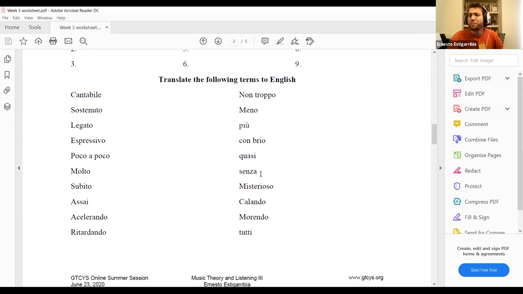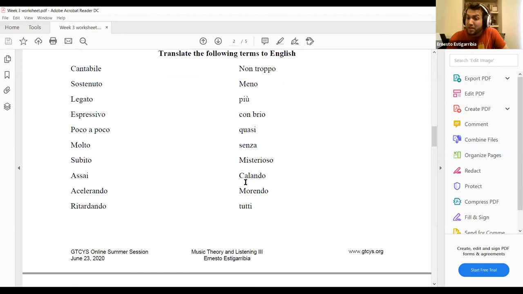Senza. Any string players want to tell me what senza is? String players? Ben, it looks like you want to talk. No? Senza means without. It usually tells you senza mute, like when you need to take your mute out. Senza means without. Misterioso, you can figure that out. Calando, that means getting quieter. Calando means to get quiet.